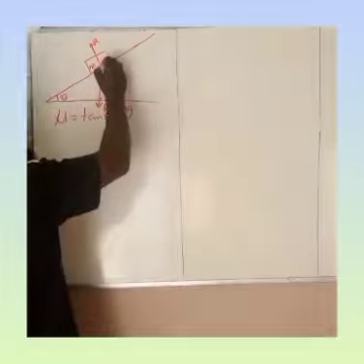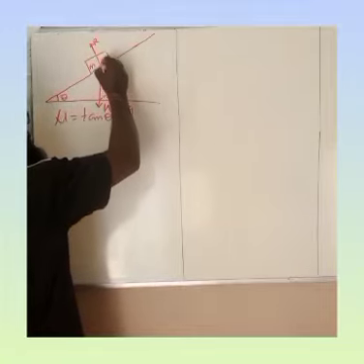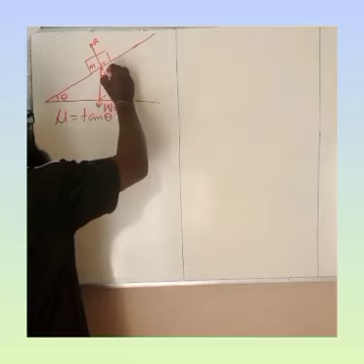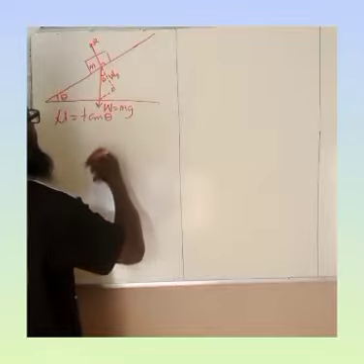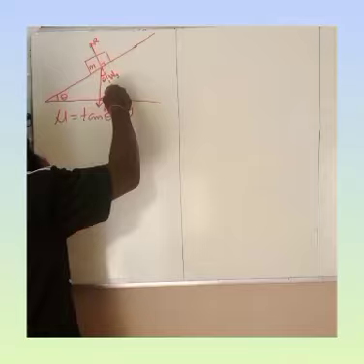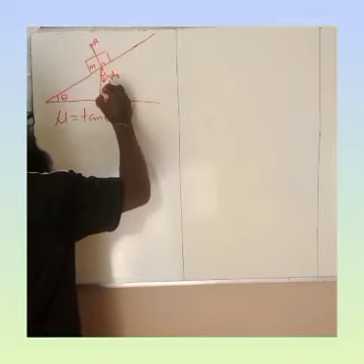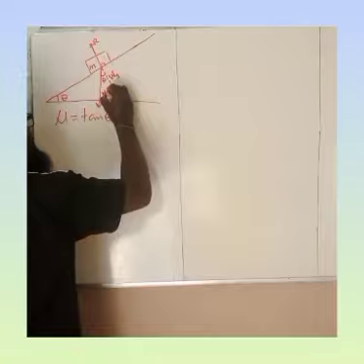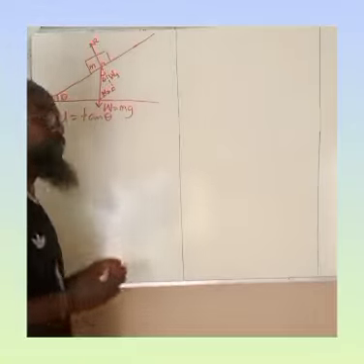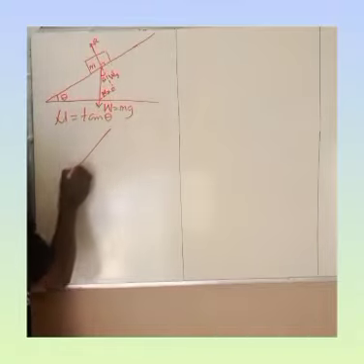Now, this part is the component of this weight that is perpendicular to the plane. Let us call it W subscript Y. And the component of this weight that is parallel to this plane is this one. Let's call it W subscript X. Now let us remove this right angle triangle and work with it. We have something like this.